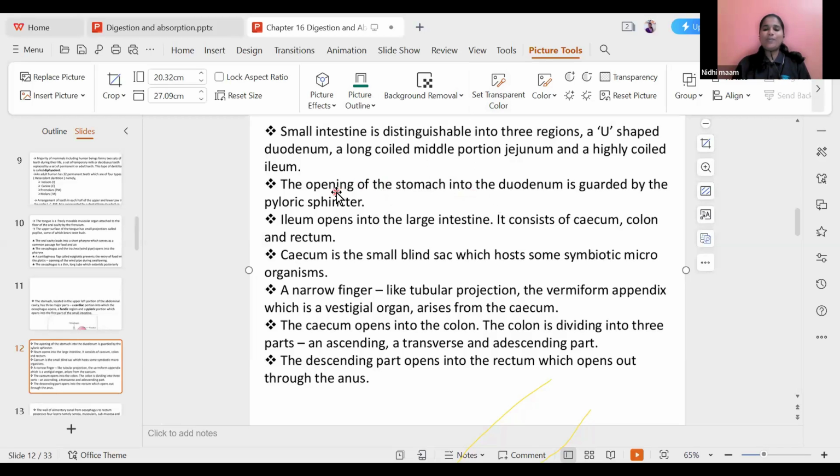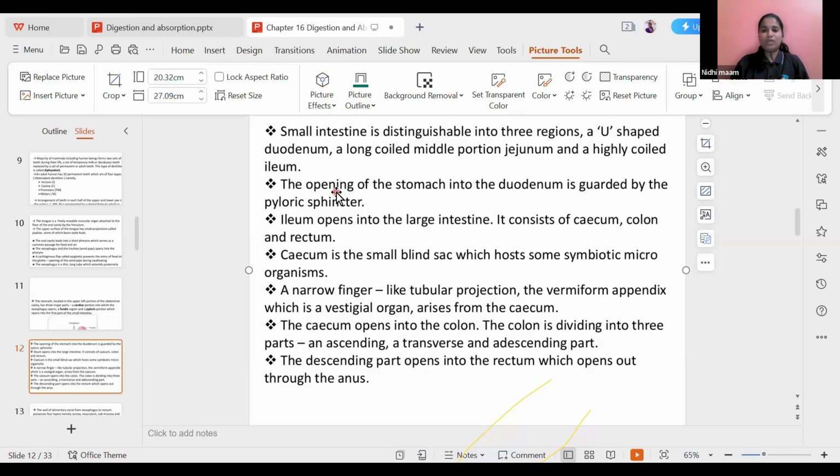So the opening of the stomach to the duodenum, there is a sphincter between the stomach and the duodenum. It is not that the food digested in the stomach will directly go to the intestine. There is a controlling valve, which is called the pyloric sphincter.